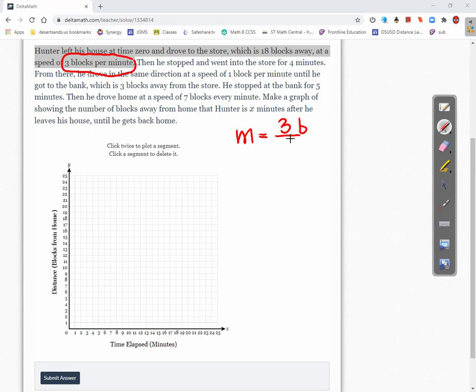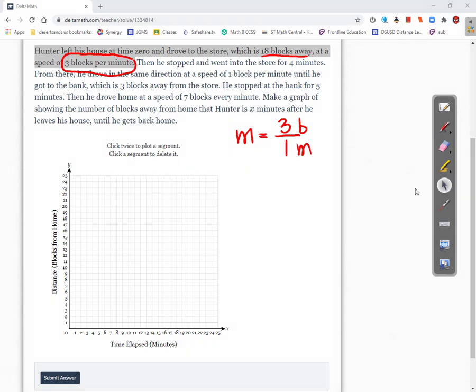You don't have to write this, but I do want to go ahead and write it just so you can see where I'm getting it from. 3 blocks per minute. And per means 1 minute. So this means from my starting point, I'm going to go up 3, right 1. And then the other hint is we have to go up 3, right 1 until we actually get to 18 blocks, which shouldn't be too long because every time we go up, it's 3 blocks.